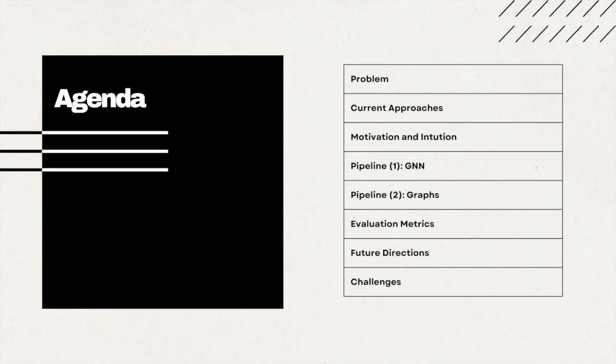So here's the agenda for the presentation. First I'll discuss the problem, then the current approaches, some motivation and intuition for our experimental hypothesis, then we give a brief overview of the pipeline. We discuss the evaluation metrics that we used and evaluated our project's performance on. Then we go to future directions and finally some of the challenges that we faced during implementation.